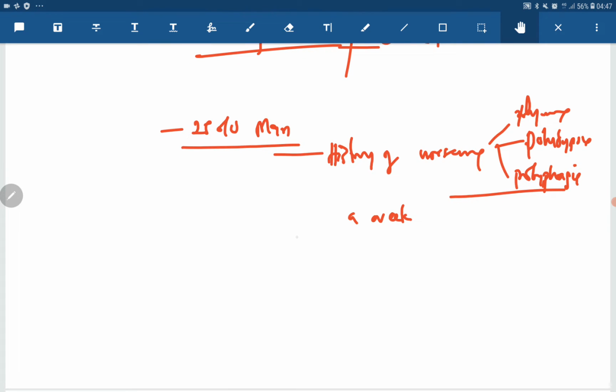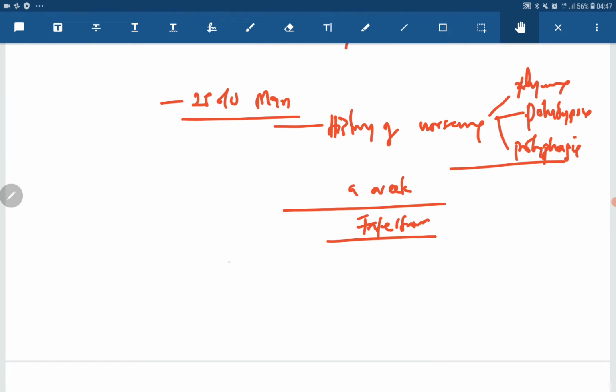And the patient has features. Let's say you have features to suggest infection, and you have features in keeping with DKA. But now, how do we manage these patients?